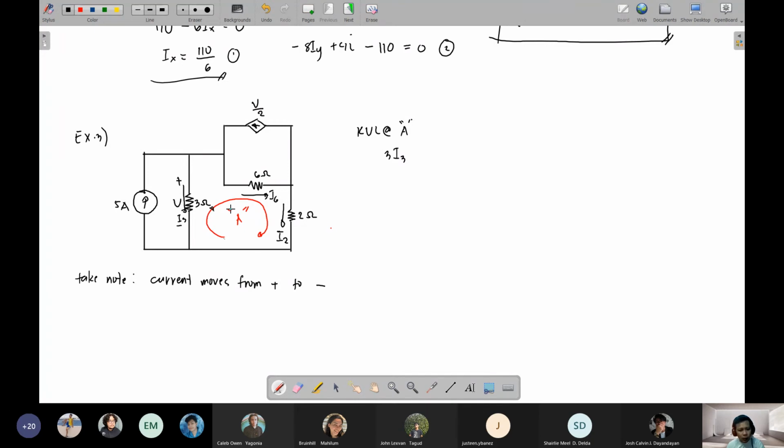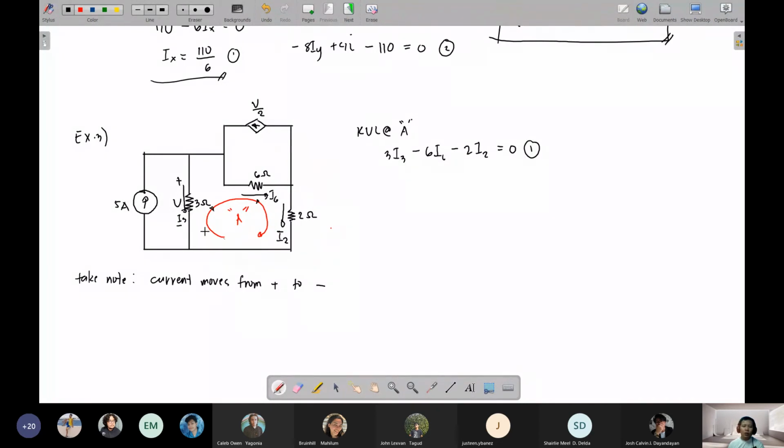Okay? Then loop A passes through the 6 ohm resistor. At that moment, loop A has a direction going to the right. And I6 is also going to the right. So that would be negative. So minus 6I6. And lastly, loop A passes through the 2 ohm resistor. At that moment, loop A has a downward direction. And I2 also has a downward direction. Therefore, same direction, that would be negative. Minus 2I2. Goes back to the starting point. Therefore, equate to 0. You will have your equation number 1.